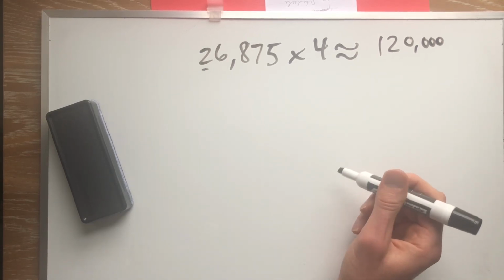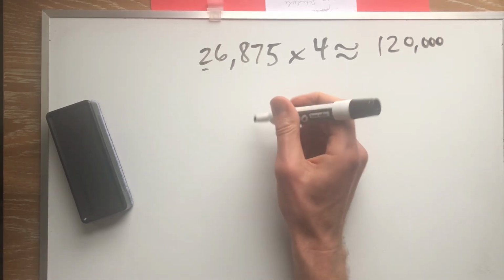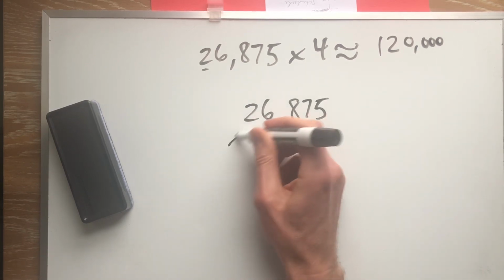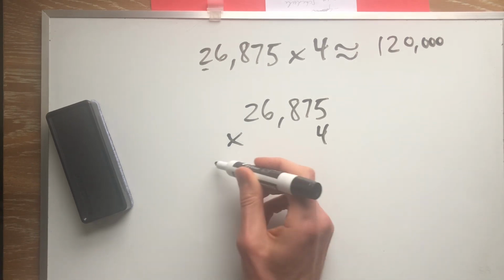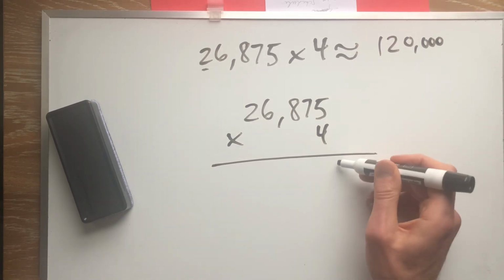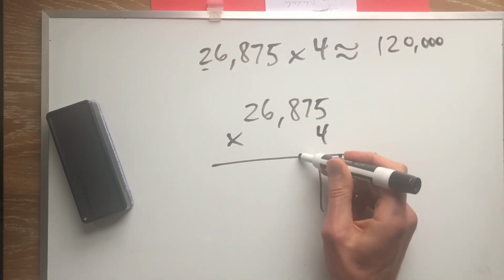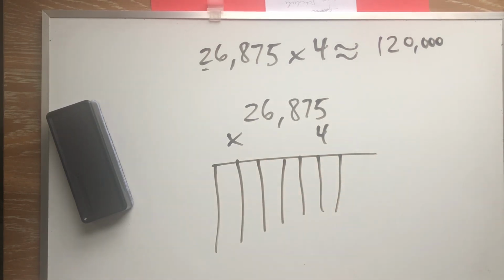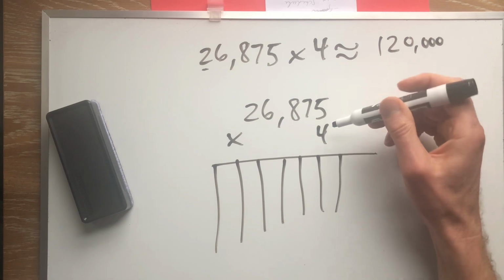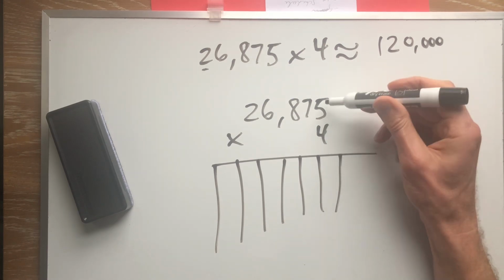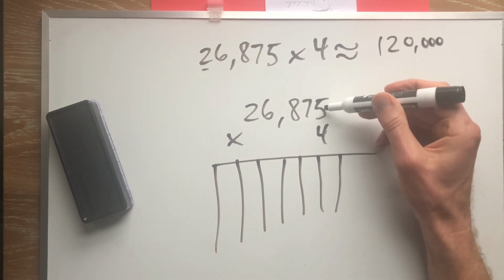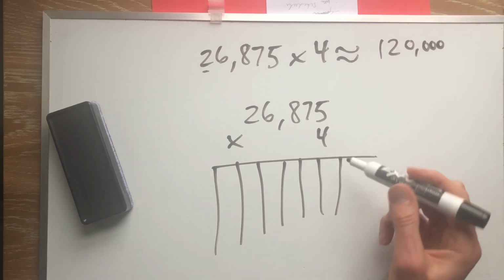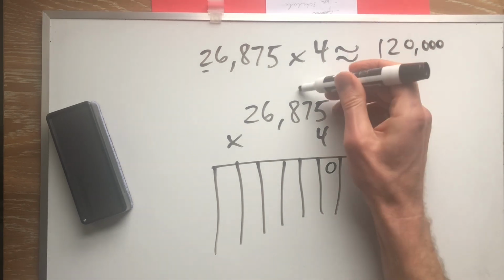Okay, here we go. I'm going to write the number 26,875 times 4. Give myself a spot for the ones, the tens, the hundreds, the thousands, the 10,000s, and the 100,000s. Whoa, this might get kind of big. First I'm going to multiply 4 times the ones. What's 4 times 5? It's 20. Do I squeeze 20 in there? No, I don't. I put the 0 there and the 2 there.